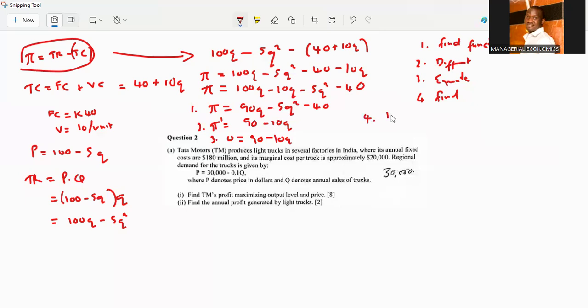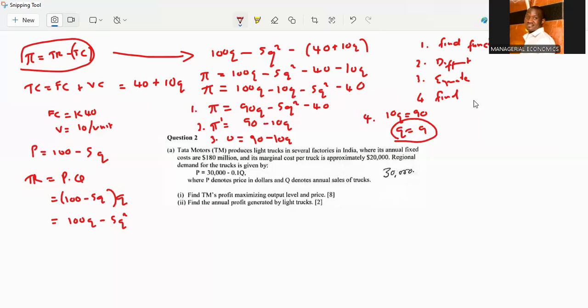10Q is equal to what? 90. So what is the value of Q? We divide both sides by 10. The value of Q will be what? 9. So what is the output that will maximize the profit? It is 9 units.